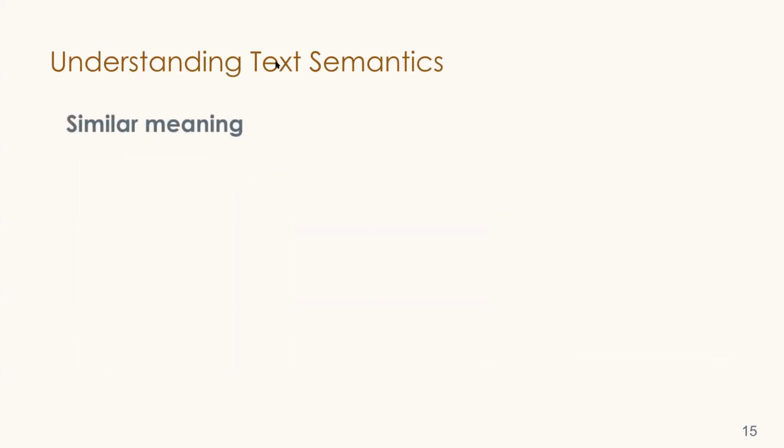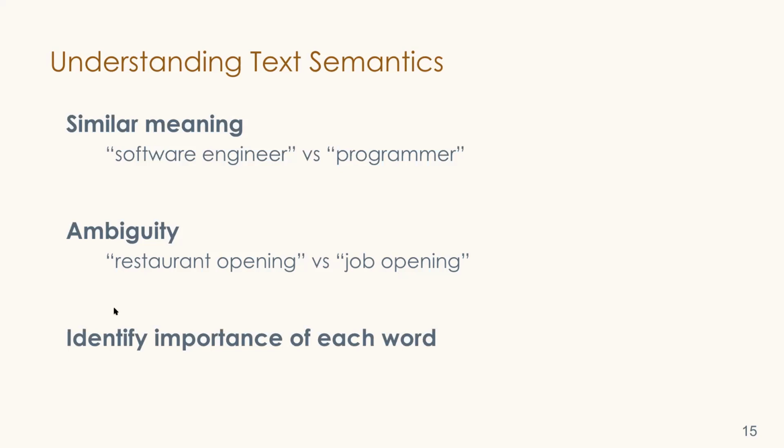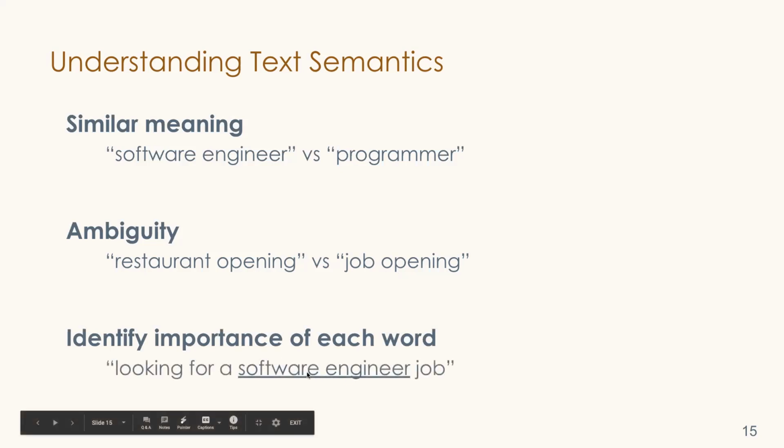For the challenges of text semantics, here I summarize 3. The first one is that we need to identify similar meanings. Software engineer is similar to programmer. We also need to perform word sense disambiguation. Restaurant opening is a skill, while job opening is highly related to job search intent. And then we also need to identify the most important words in the query or in the profile. For example, here only software engineer are the most important words. We cannot use looking or job to do the document retrieval.